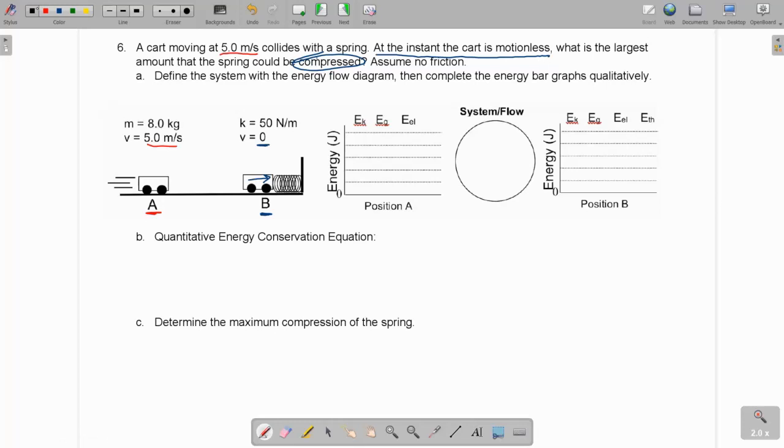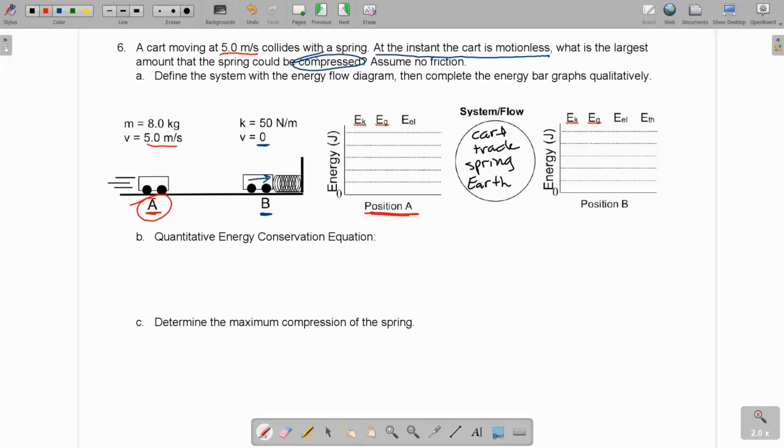Let's list out everything that we have, which would be the cart, the track, the spring, and we're also going to put the Earth. We put the Earth on there really just for gravitational potential energy. There is no gravitational potential energy in this problem, so we won't really use it, but we will in the next one. Now, for position A, we are only looking at this right here.